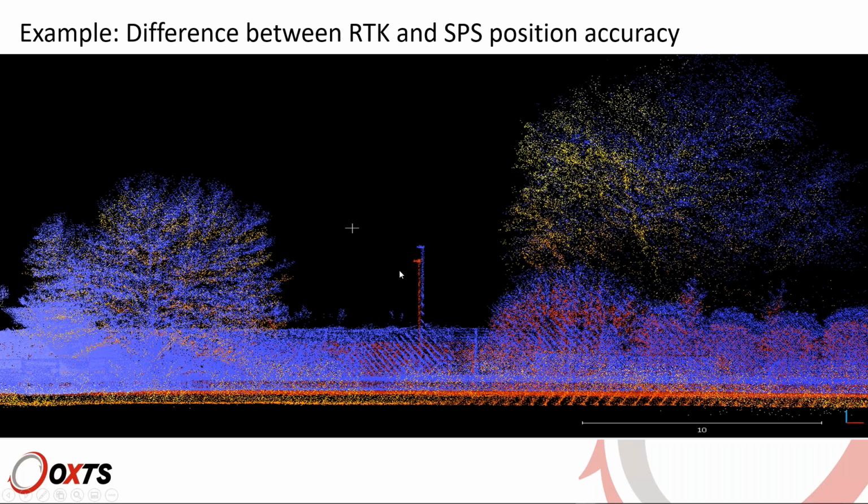That is because the position of the INS was not very accurate, not as accurate as when the system was in RTK. So if you care about absolute position accuracy of all the objects in the point cloud, you need to consider that a high position accuracy is required.